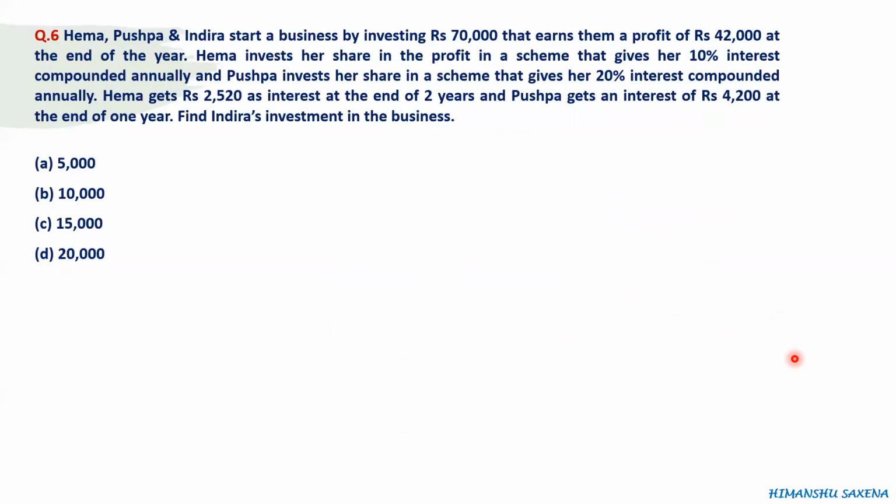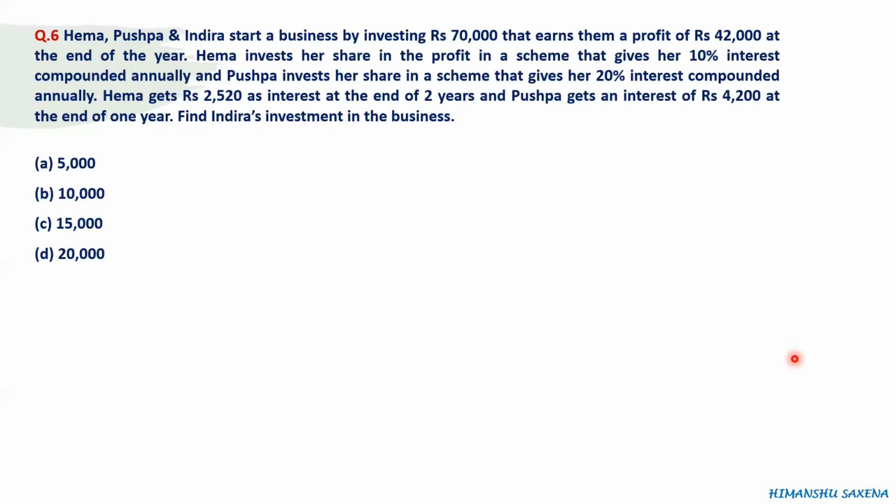Hema, Pushpa and Indra start a business by investing 70,000 rupees that earns them a profit of 42,000 at the end of the year. Hema invests her share in the profit in a scheme that gives her 10% interest compounded annually, and Pushpa invests her share in a scheme that gives her 20% interest compounded annually. Hema gets rupees 2520 as interest at the end of 2 years, and Pushpa gets an interest of 4200 at the end of 1 year. Find Indra's investment in the business.